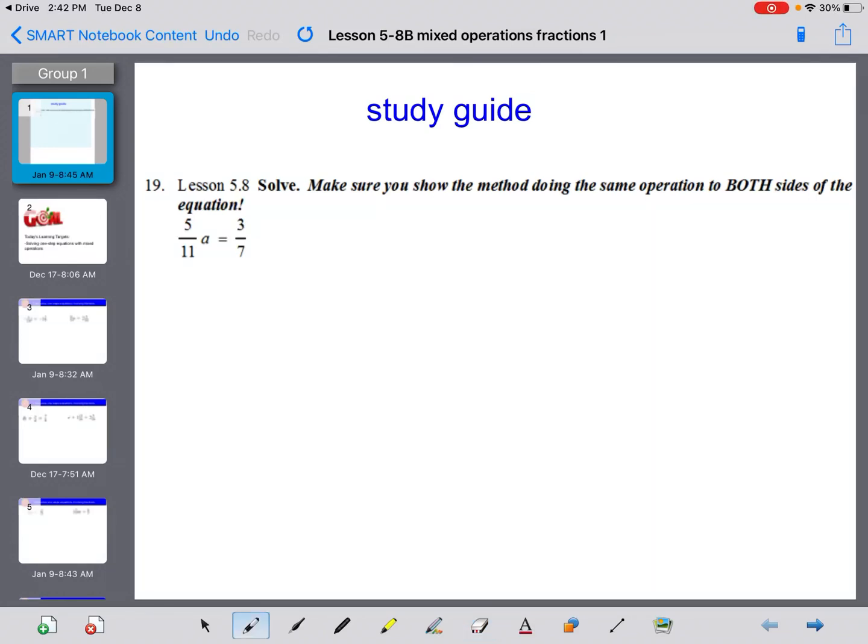This is Lesson 5-8B from the Algebra Readiness textbook. Begin by solving the study guide problem in your notes packet independently. Once you've completed it, continue the video to compare your answer to mine.